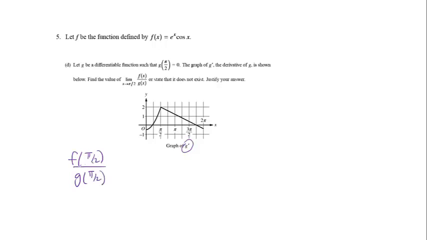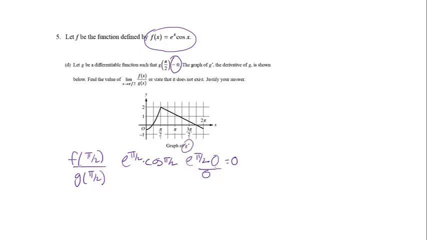Okay, f of pi over 2, we are using the same function. So to get f of pi over 2, we're going to get e to the pi over 2 times cosine of pi over 2. The cosine of pi over 2 is 0, so that will be 0. And then g of pi over 2, they told me that g of pi over 2 is equal to 0. So notice we do get 0 over 0. So I am going to get to use L'Hopital's rule.